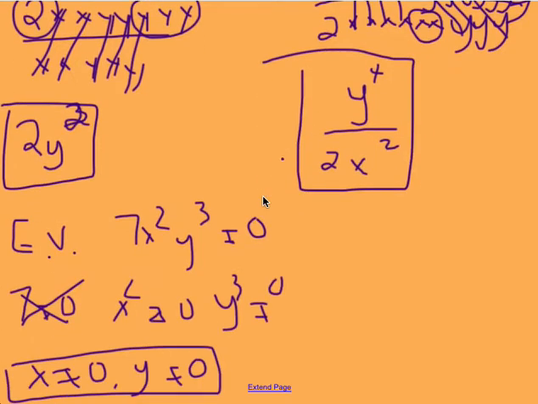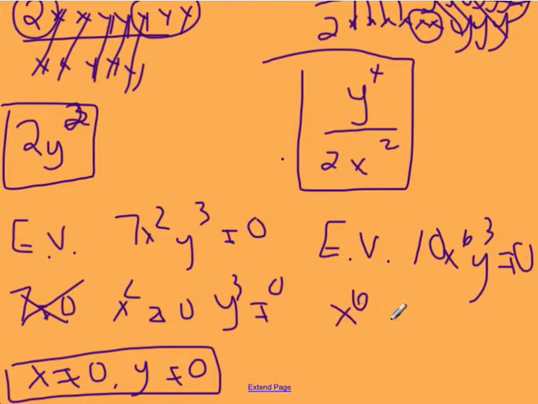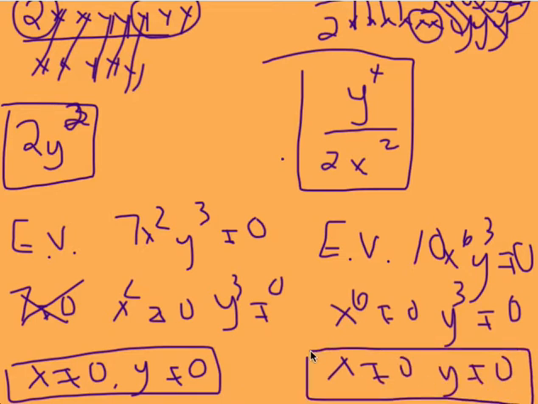Now let's take a look at our excluded value. So for our excluded value, we're going to take our original bottom, which is 10x to the 6th, y to the 3rd, and say that that cannot be equal to 0. Well, 10 is never going to be equal to 0. So we know that x to the 6th cannot be equal to 0 and y to the 3rd cannot be equal to 0. Well, the only way x to the 6th is not going to be equal to 0 is if x is not equal to 0, and same thing with y. So that right there is your final answer for number 6.